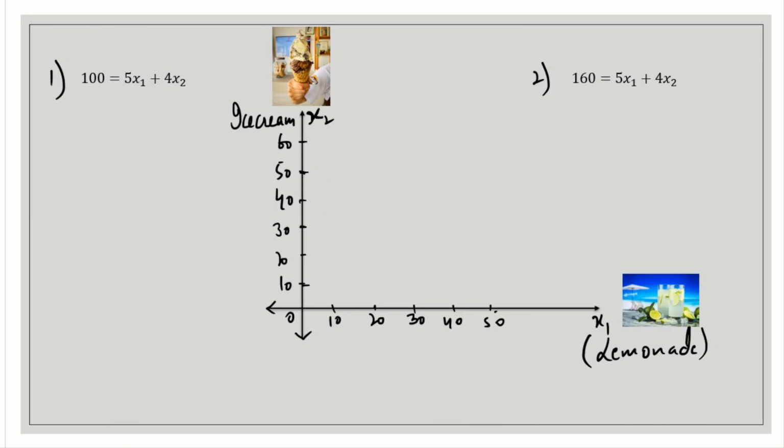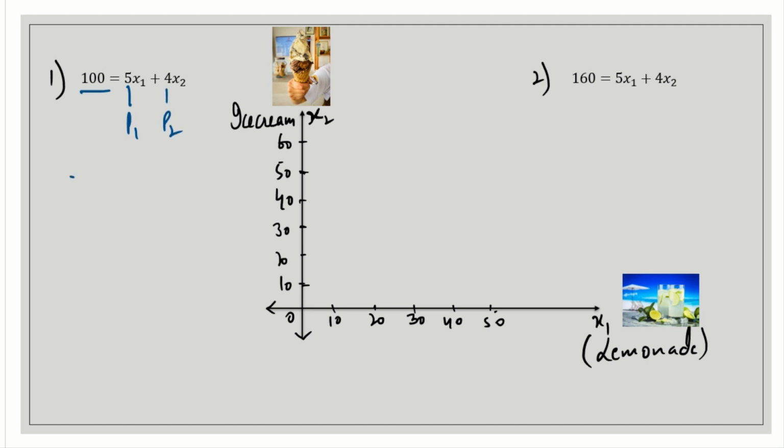Now let me give an example to explain this. Say for example you are trying to choose between consuming ice cream and lemonade. You want to consume either of them, or you can consume both of them also. Initially the consumer had an income of 100 rupees. Given that the price of the lemonade, the X1 commodity, was 5 rupees. So this was P1 and P2 was 4, right?